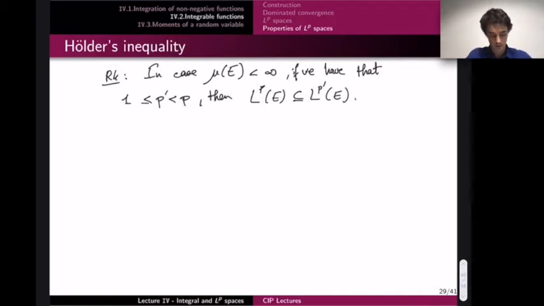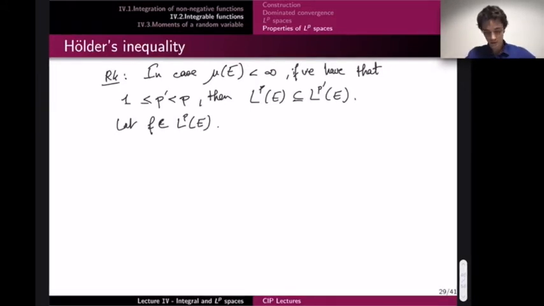And why is this true? Well, I can prove it as a consequence of Hölder's inequality. So let F be in LP of E. Then I want to prove that the integral of the power P prime of F is finite. So the integral of F to the power P prime d mu, I want to find an upper bound on this quantity which will be finite. Here I will use Hölder's inequality and apply it. Actually I will decompose it like that.